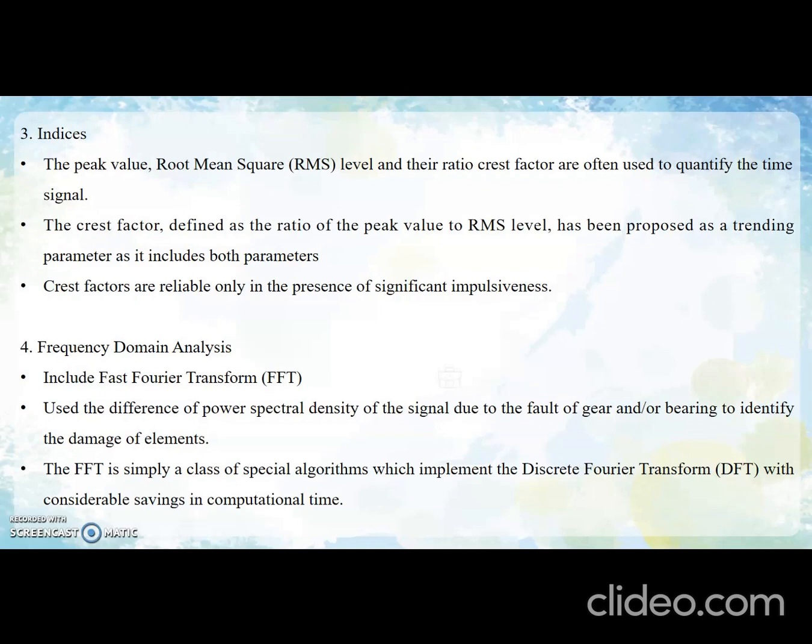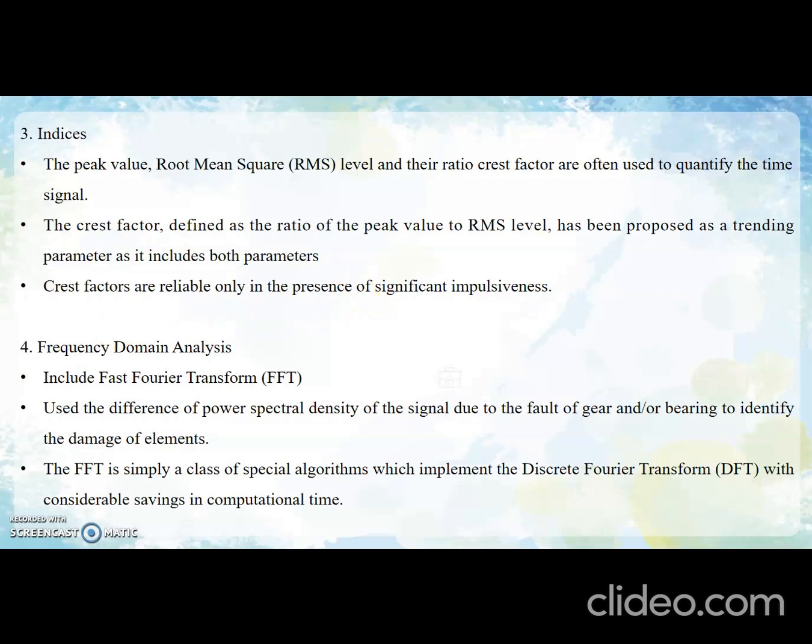Thirdly, we have indices. What are indices? Indices combine the peak value, root mean square level, and their ratio, the crest factor. These three combined methods are often used to quantify the time signal. The crest factor is defined as the ratio of the peak value to the RMS level. It has been proposed as a trending parameter as it includes both parameters. Crest factors are reliable only in the presence of significant impulsiveness.